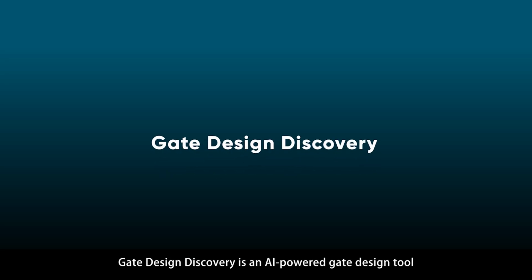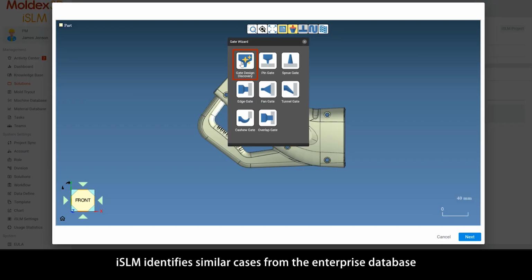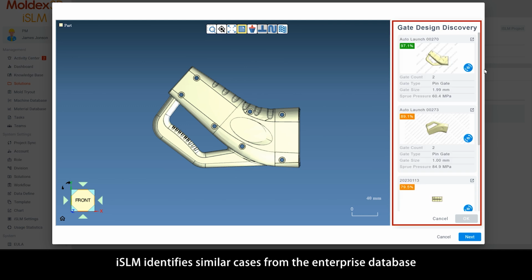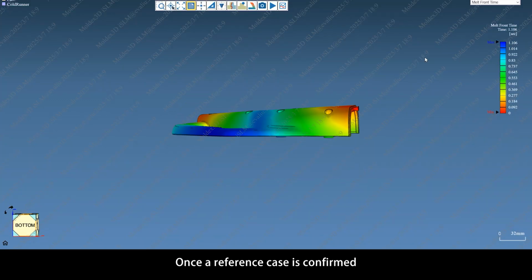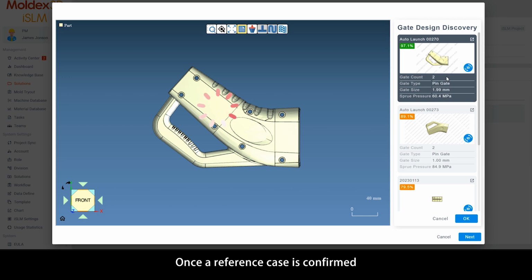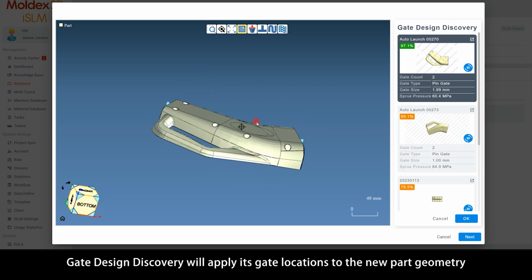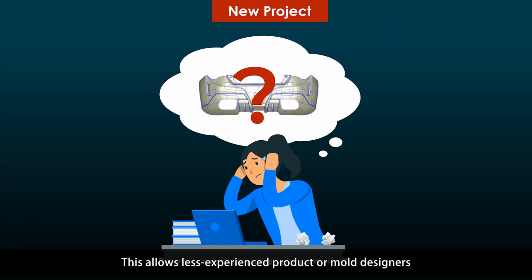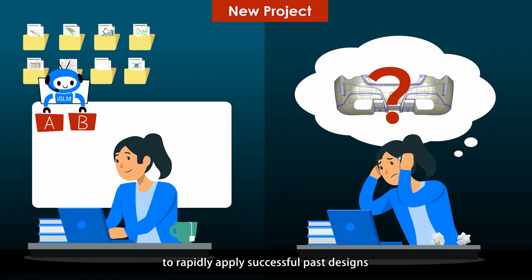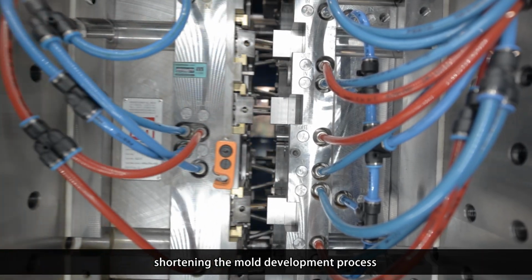Gate Design Discovery is an AI-powered gate design tool. iSLM identifies similar cases from the enterprise database. Once a reference case is confirmed, Gate Design Discovery will apply its gate locations to the new part geometry. This allows less experienced product or mold designers to rapidly apply successful past designs, shortening the mold development process.